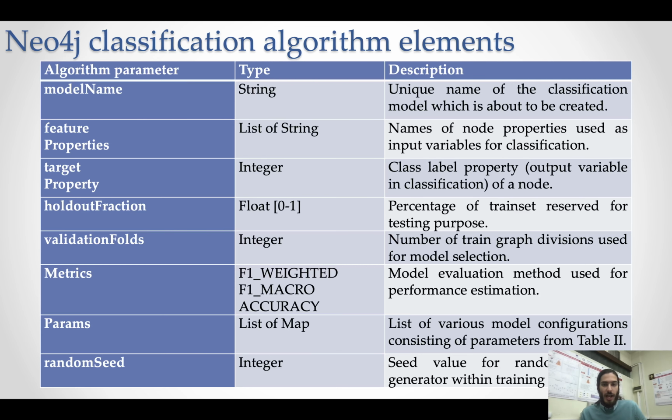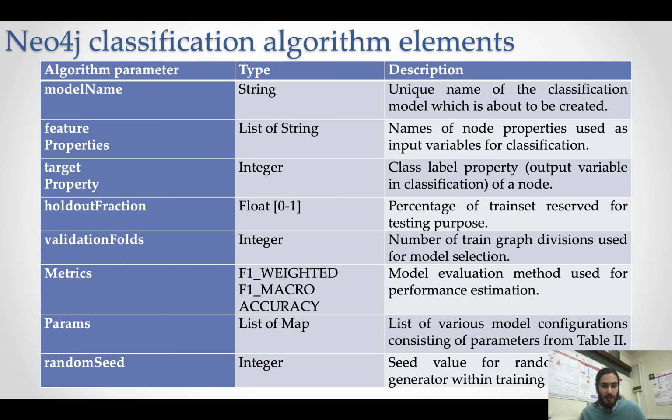Holdout fraction is actually the percentage of the data set reserved for testing purposes. So we want to split the overall data set into a training and test set. If we have the value 0.2 here, 20% of the data set would be for testing and 80% for training. Validation folds is one more parameter used to split the data set, the number of train graph divisions used for model selection.